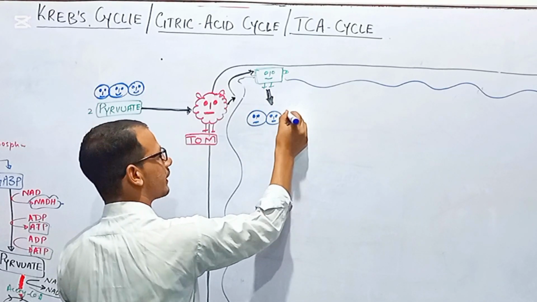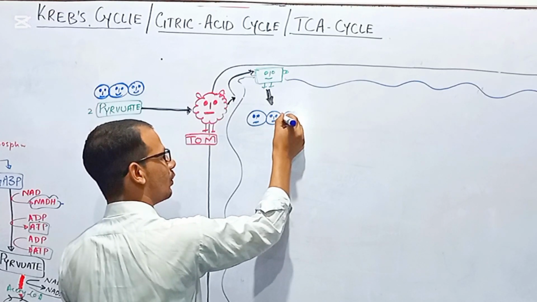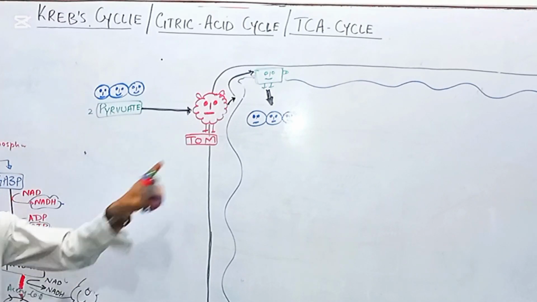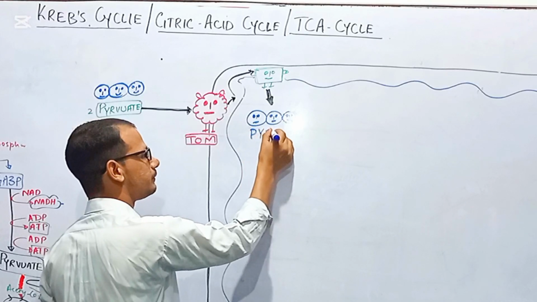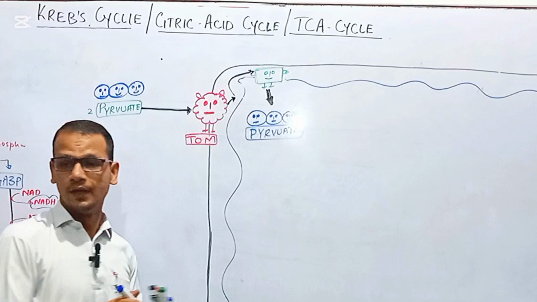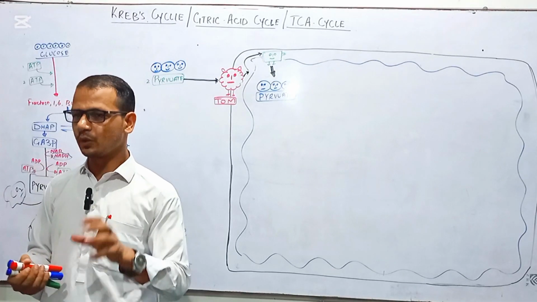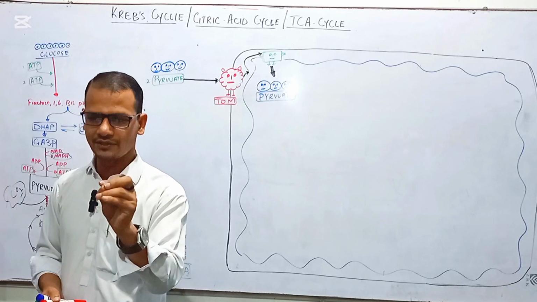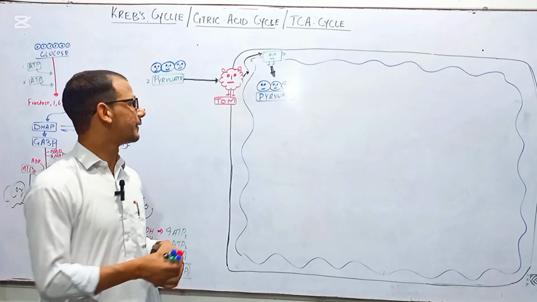They are coming together here. They are happy because they don't know what is happening to this friendship, right? This is pyruvate, a three carbon compound. In the mitochondrial matrix, this pyruvate will convert into acetyl coenzyme A, but this is not a step of the Krebs cycle.